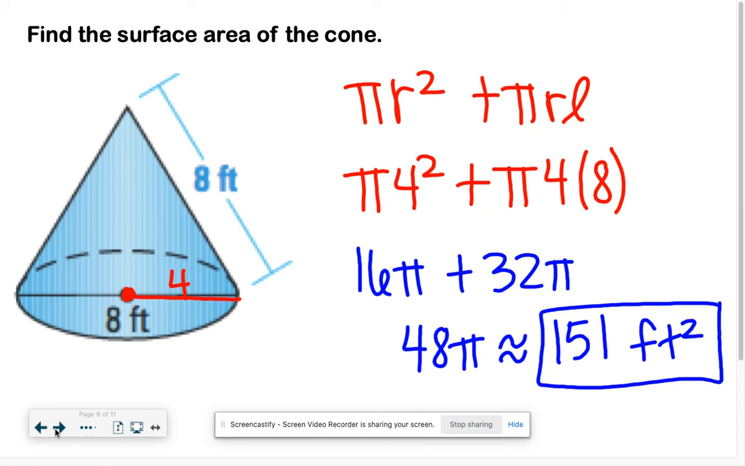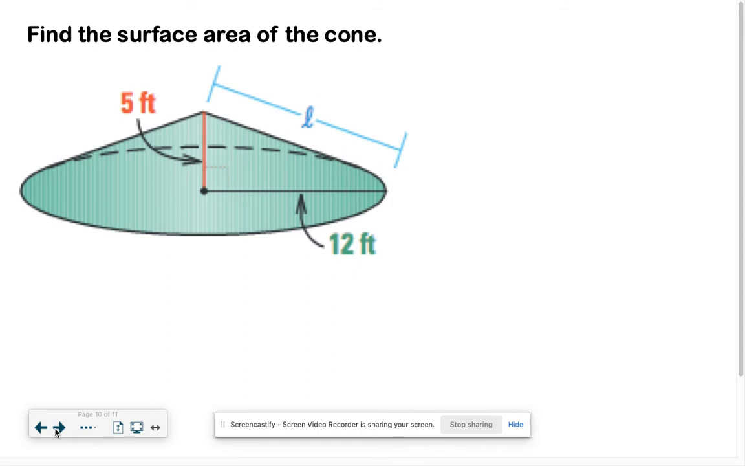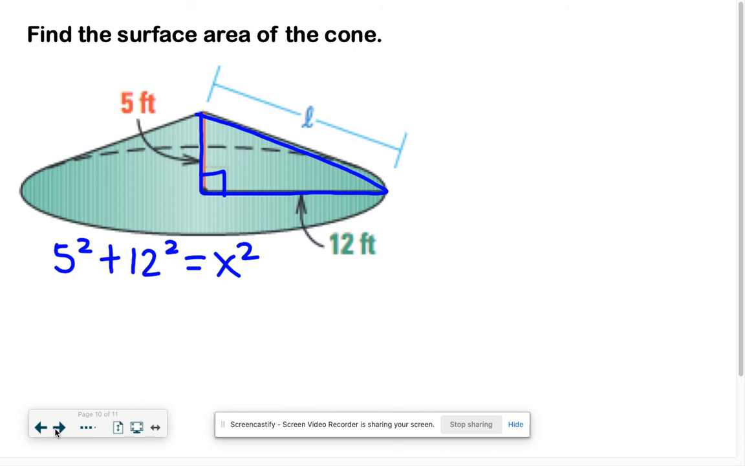Okay, last one. In this one, do you see how we're missing our slant height? If we draw in this right triangle here, we can find it using our favorite formula. 5 times 5, 12 times 12, you add that together, and then you square root it. 5 squared plus 12 squared equals x squared.